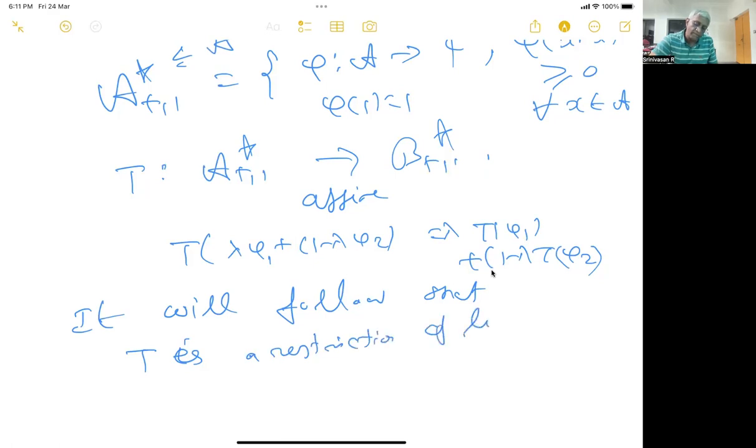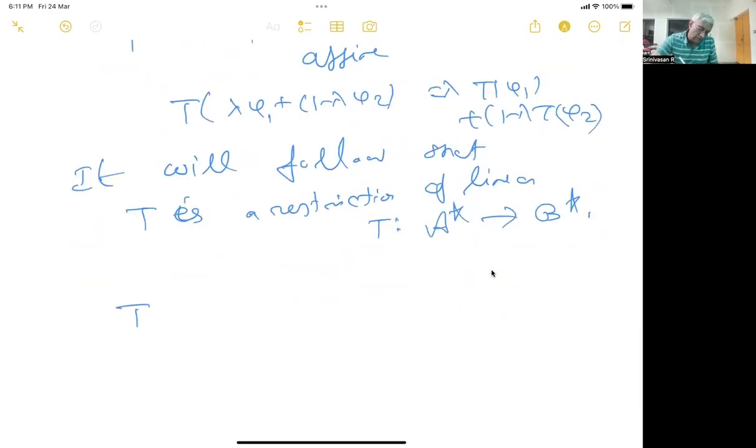of linear T from A star to B star. But then if you have something like that, then A and B are dual of that. This will be a dual map of something from B to A. If we have a map from two Banach spaces X to Y, then a dual map will be defined from Y star to X star using this: T star of phi at x should be phi of Tx.